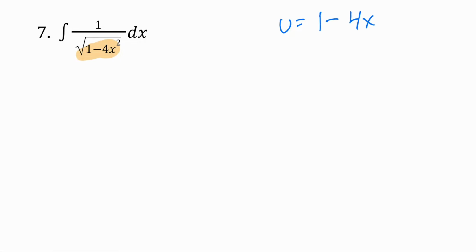So as we try and do this, we have 1 minus 4x squared. And when we have our du, we get a negative 8x. Now, if I were to bring that dx back in, I know nothing's going to cancel there. So I'm just going to stop right here and say, okay, that wasn't my right u. What else could I do?